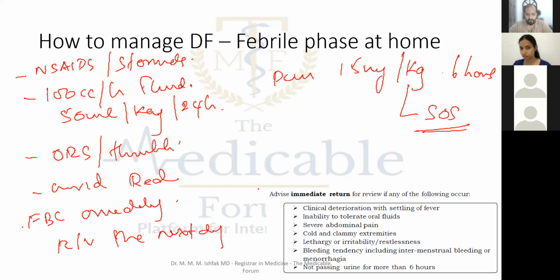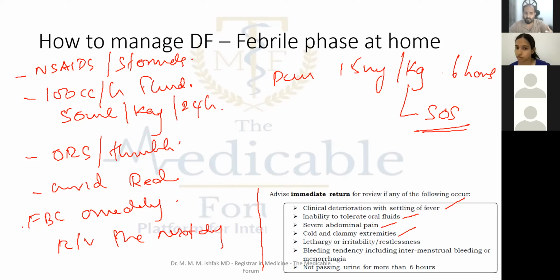But if they have these things, we don't tell them to wait until the next day, we tell them to immediately come to the hospital. If there is clinical deterioration with settling of fever, clinical deterioration shows that they are leaking. Inability to tolerate oral fluids, that means they are vomiting. They are having features of gut ischemia. That is why they need to come back and be admitted. Severe abdominal pain could be gut ischemia.